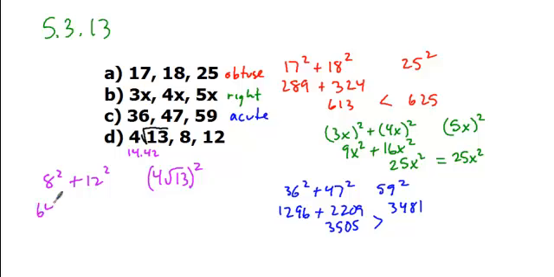So when I do that, I get 64 and 144. When I combine those together, that gives me 208. And here when I square the 4, I get 16. Square the root 13, I get 13. And 16 times 13 is 208. Since these are equal, my final set of numbers will give me a right triangle.